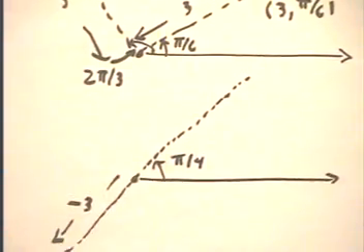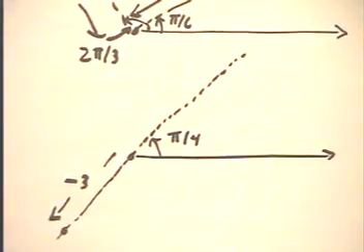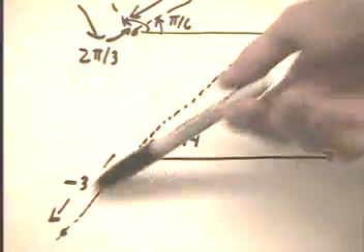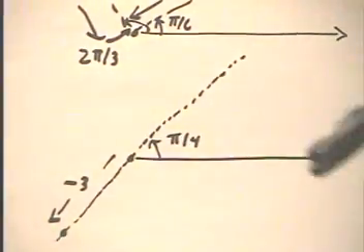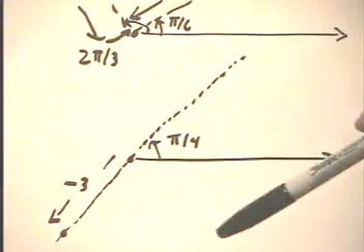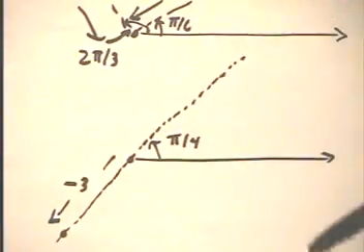Now, let's think about the point (-3, pi over 4). You might have wondered what to do with that negative. Now, this is supposed to be a straight line here. It's not all that straight. If we come out pi over 4, and if we were to go 3 units, of course, we'd come out 3 units in this direction.